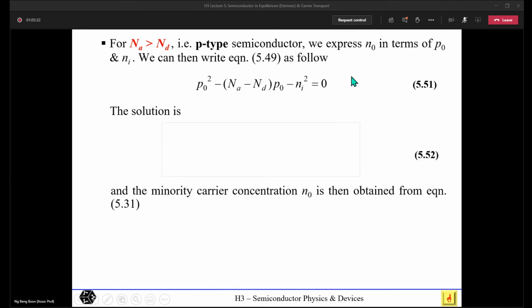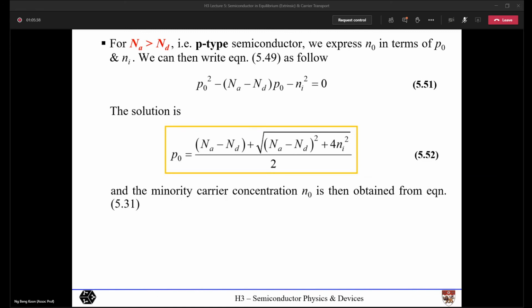And similarly for P-type, using the mass action law, and you solve this, together with the charge neutrality equation, you get a quadratic equation in P naught, and you apply the solution for the quadratic equation, you get another similar expression there, okay, that tells you how to calculate P naught. Okay, so the approach is really the same, right? Just that in this case, you have to take into account both the donor doping and acceptor doping in the semiconductor. Okay, just the difference between the two.